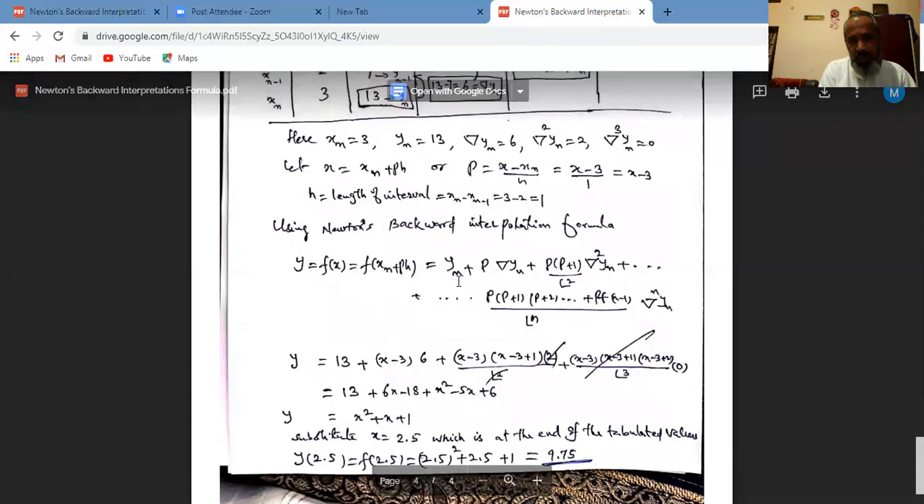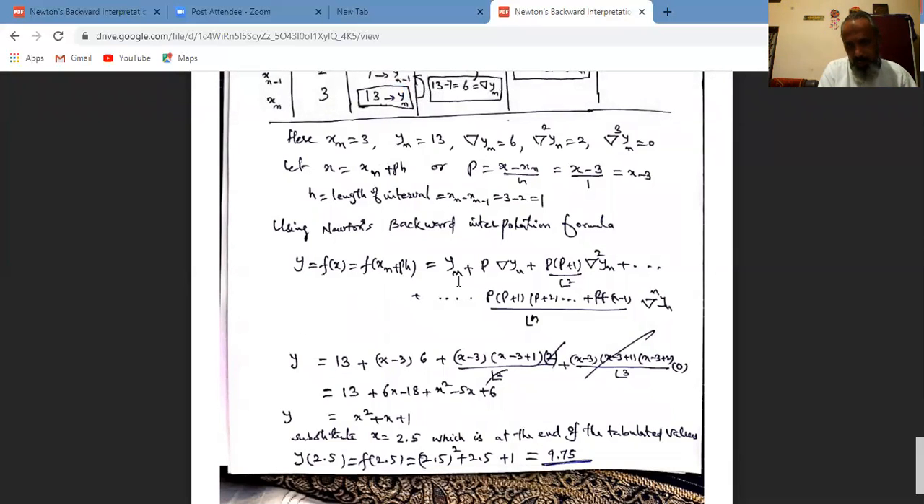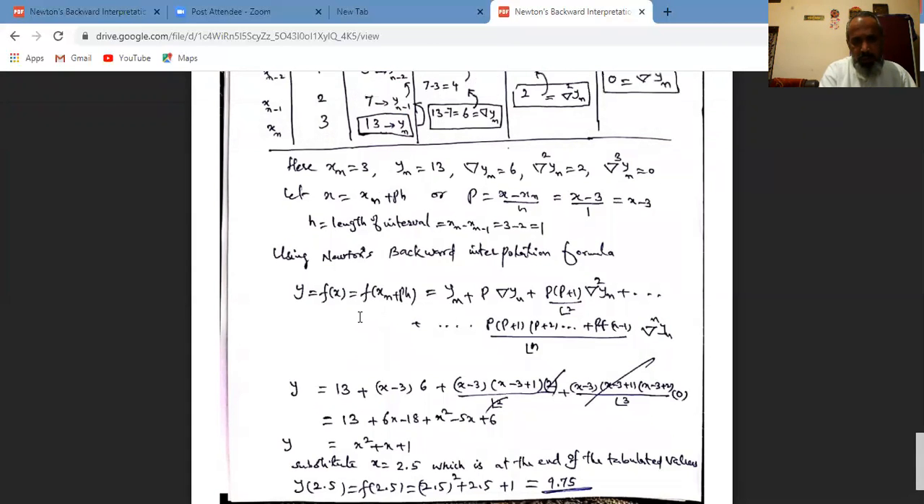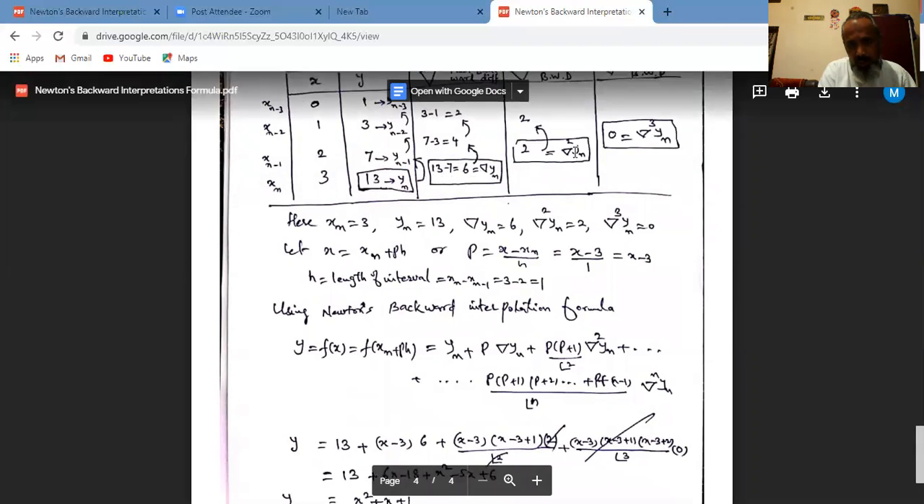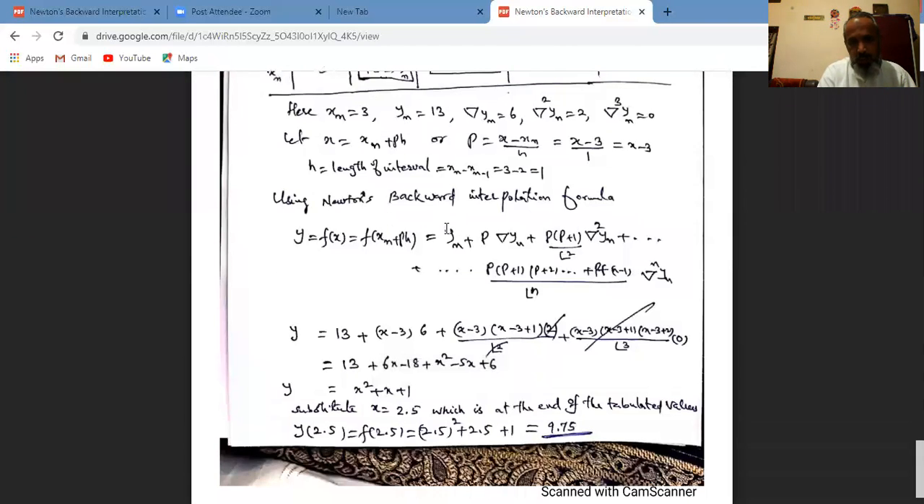We have three backward differences. So up to three backward differences, nabla cube yn, we use this formula. So y is equal to yn. What is yn? Yn is 13. Plus the next term is p into nabla yn plus p into (p plus 1) by factorial 2 nabla square yn plus p into (p plus 1) (p plus 2) by factorial 3 nabla cube yn. So these values we have to substitute in the formula.